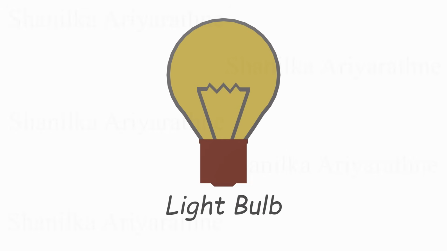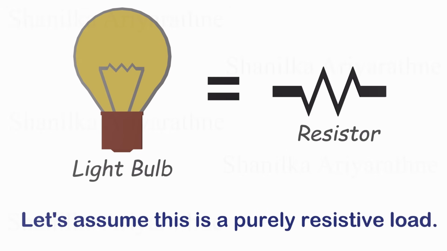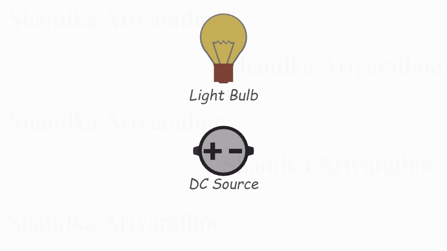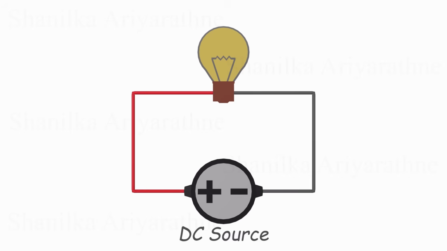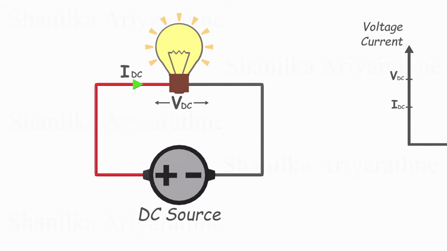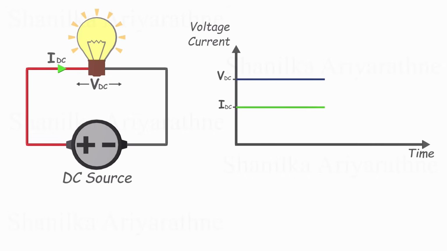This is a light bulb, which we can assume to be a purely resistive load. When we apply direct current to this light bulb, it turns on. We can depict the voltage and current across the light bulb over time in a graph like this.